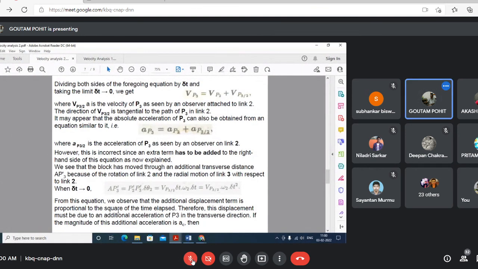Another minute or so. Now, ultimately AP3 dash will be equal to this one. So this distance is proportional to time square. Now, whenever we find that a distance is proportional to the time square, that means there is an acceleration taking place in between. For example, if you say s is equal to half a t square, a is the acceleration and t square is the time square. So that means there is an acceleration involved in it.